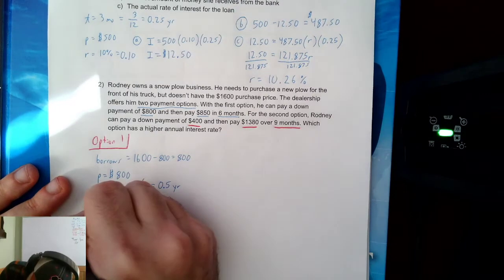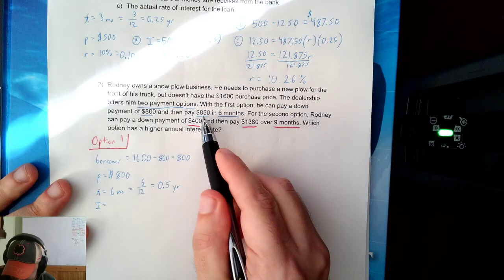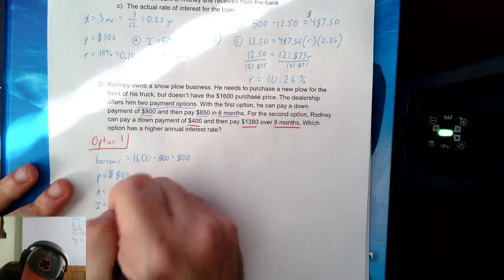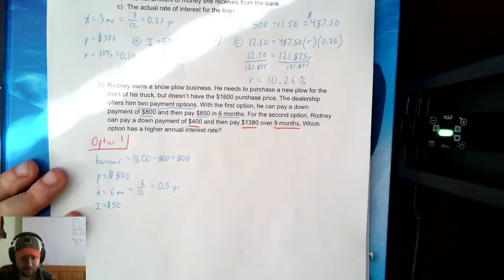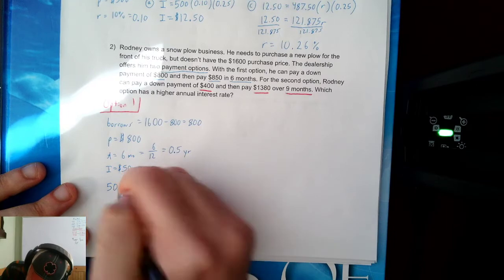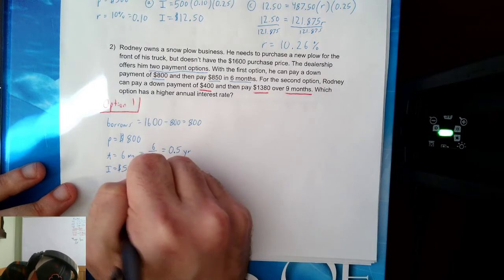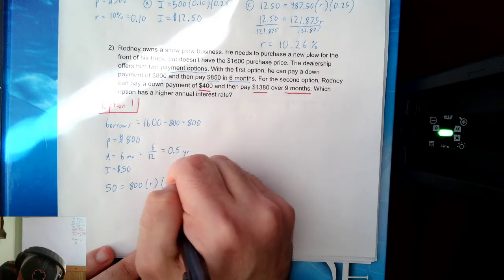And his interest, how much interest does he pay? If he's borrowing $800 but pays $850 over the course of the 6 months, he's paying $50 in interest, right? $50 in interest. So in this example, the interest is 50, the principal is 800, the rate is unknown, and the time is 0.5.